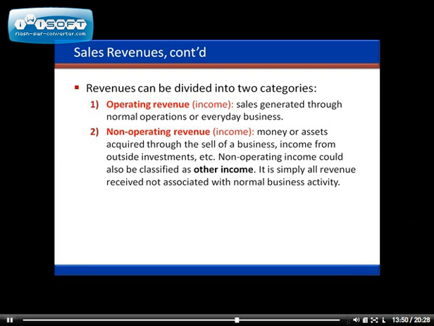Well, the money that you receive from selling your stove and your refrigeration equipment will be considered non-operating revenue, because you don't normally sell stoves as your normal day-to-day business. So that would be considered non-operating revenue.